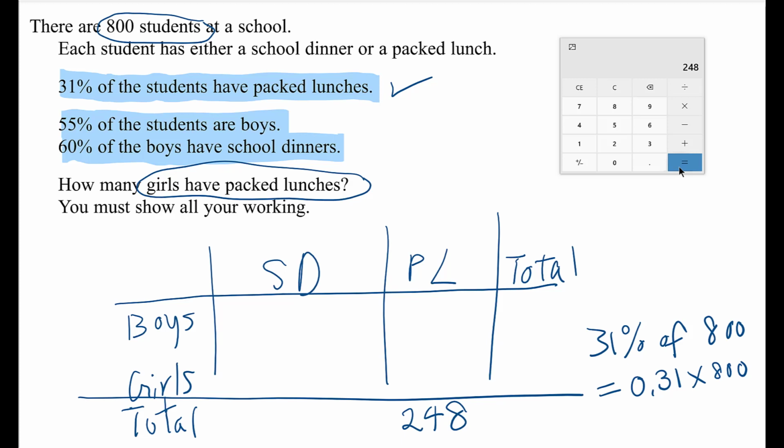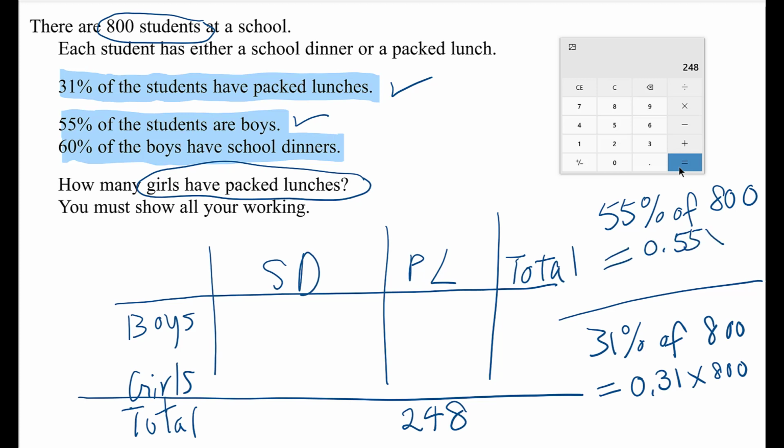Okay, so the next one, 55% of the students are boys. So let's do another calculation. What we want is 55% of 800. This will give us the number of boys at the school, which is the same as 0.55 times 800. If we do this on the calculator, 0.55 times 800 is 440. So this is where we put the 440 for the total number of boys.